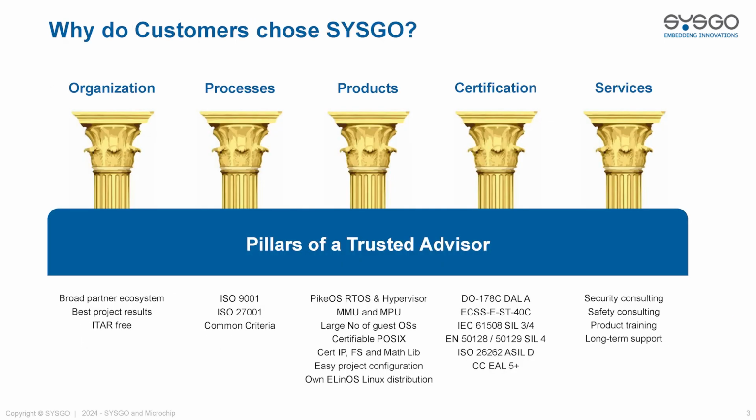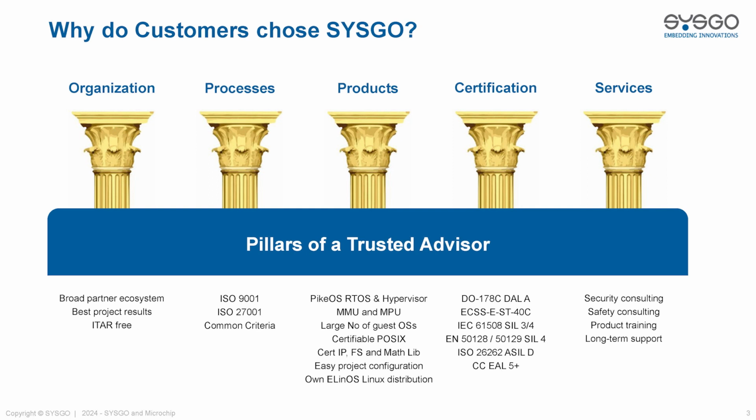Here we can see an overview of 5 pillars that make SYSGO the number 1 choice for customers. So we offer a broad ecosystem of over 60 software and hardware partners, which result in robust products that are ITAR-free, so that means we don't have export restrictions. SYSGO has been certified to fulfill the quality management and information security management standards, and our products are widely known and used in various industries.